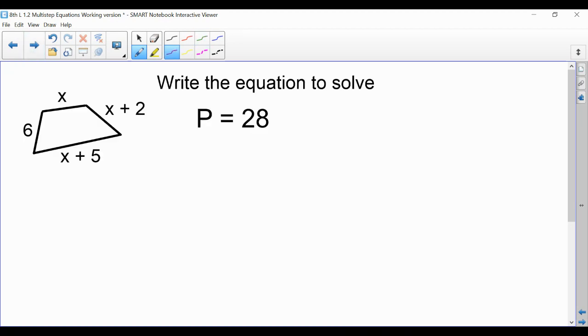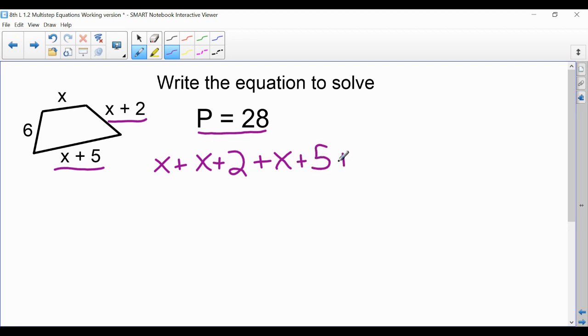We can do the same thing with perimeter. So in this problem, we have a quadrilateral. It has four sides, and our perimeter equals 28. So perimeter is when you add all the sides of a figure. So if I look at our equation, we'll have x plus 2 plus x plus 5, and then plus 6. And that is all going to equal 28.